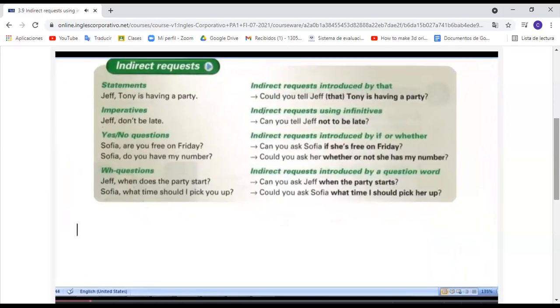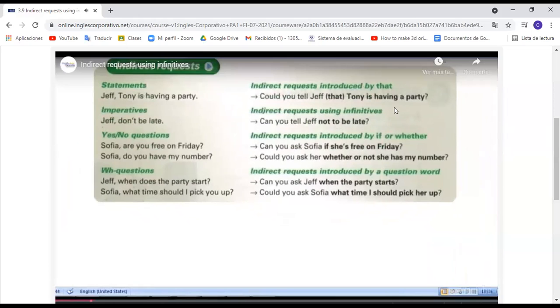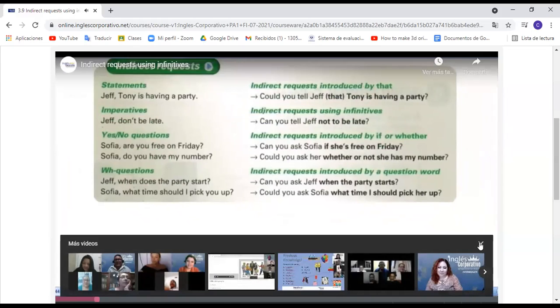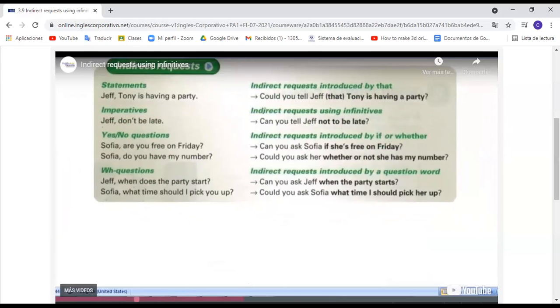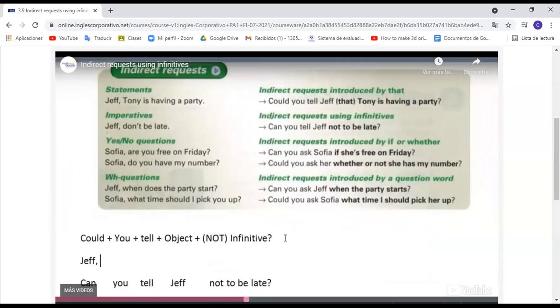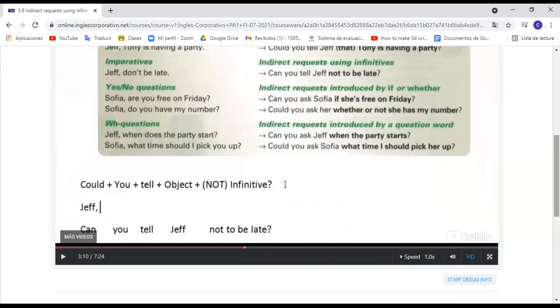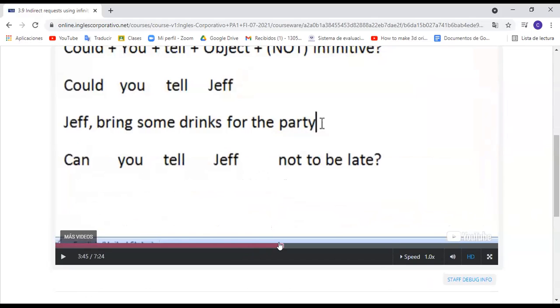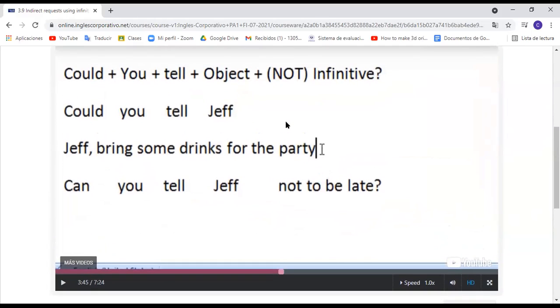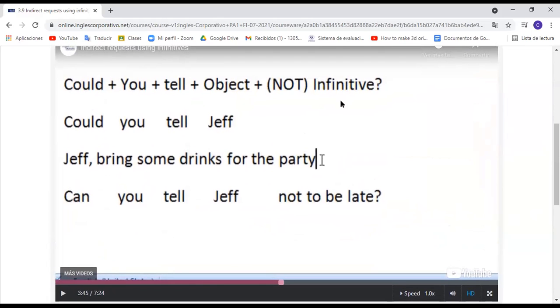So let me present the structure. If you see the chart on the screen, we can see the structure. Hey, this part we already had. I don't know why he speaks again in part two of the video. Okay. So here we can just see the correct structure, right? All we're doing is practicing, okay? So I say, hey, bring some drinks, or don't be late. And all you do is tell the person the same information.